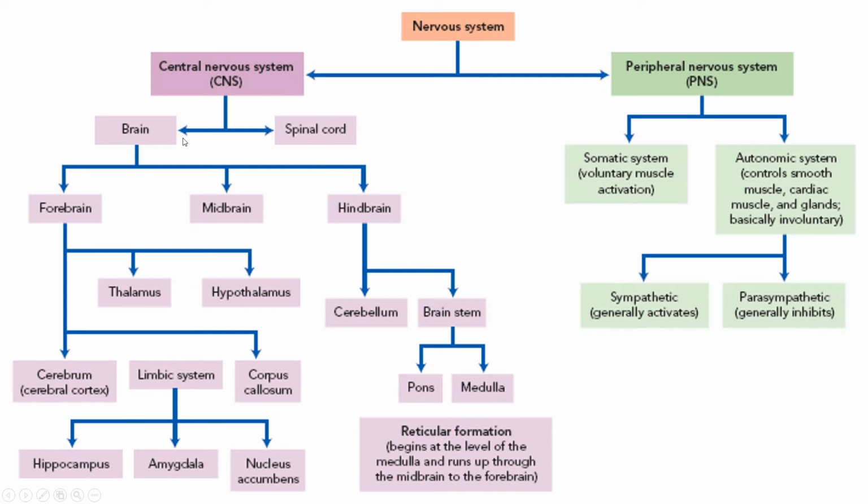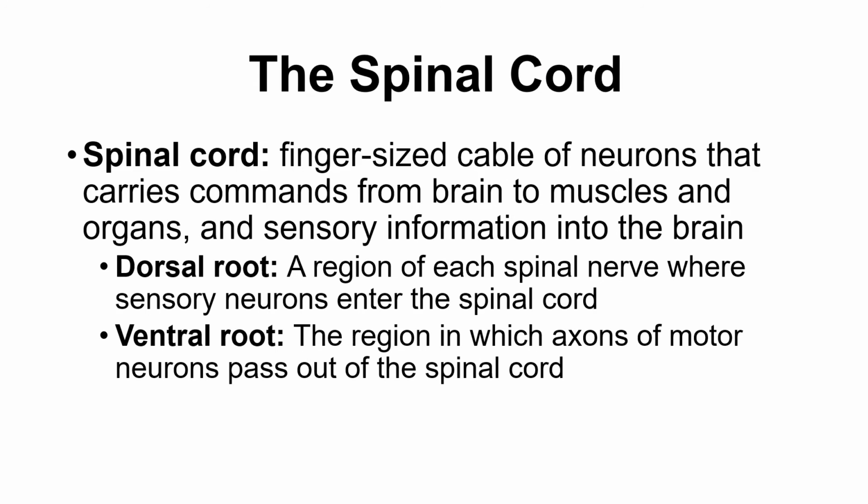Now, to finish up the central nervous system, we're going to talk about the spinal cord because that is how we link our peripheral nervous system to our central nervous system. So we're going to talk briefly about the spinal cord and then move through the peripheral nervous system. For our official definition, the spinal cord is a cable of neurons that helps carry commands from brain to muscles, as well as from brain to organs, and it takes all of our sensory information and brings it up to the brain.